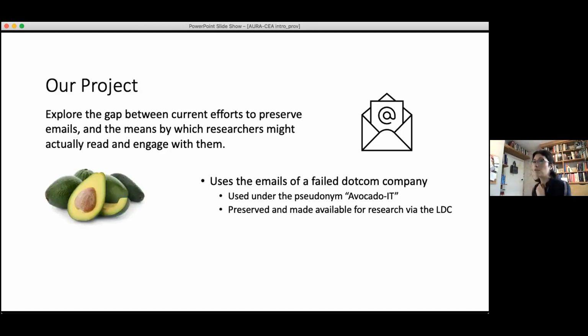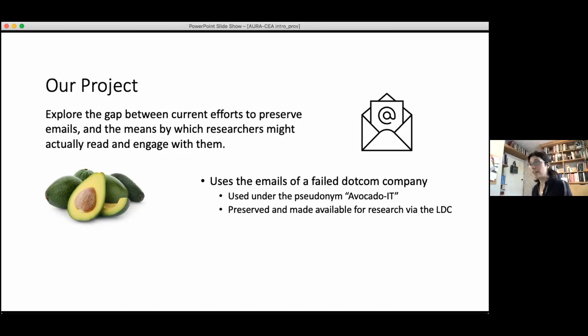So the email archive we specifically work with is called Avocado IT. That's not its real name. So for all sorts of data protection issues, this is a company that once upon a time was very successful, but ultimately failed. One of the dot-com boom companies, which of course by now is also a historical event, and this is a resource that has really great potential to give us further insight into how these companies grew, became successful, and then failed, often in quite rapid succession.